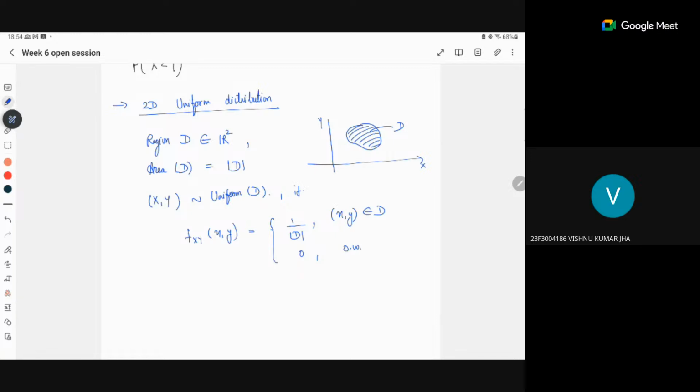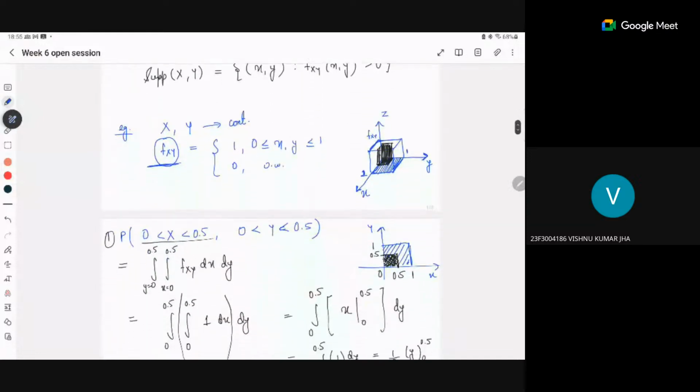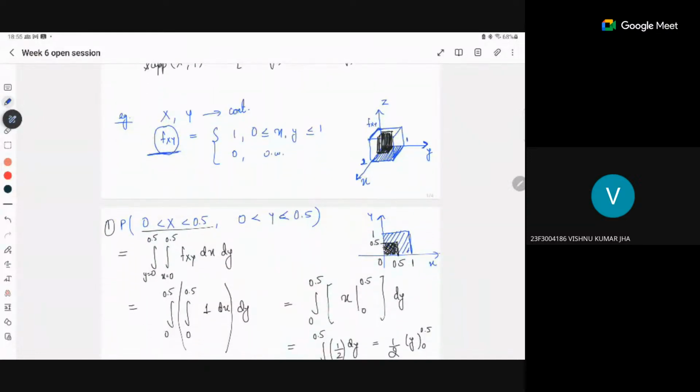So suppose we have a region D in R2 whose area is given by mod of D. If this pair of continuous random variables (x,y) is uniform in D, meaning the joint density is 1 upon area, 0 otherwise, this is the definition. Now if I go back to my cube example, was this distribution uniform?